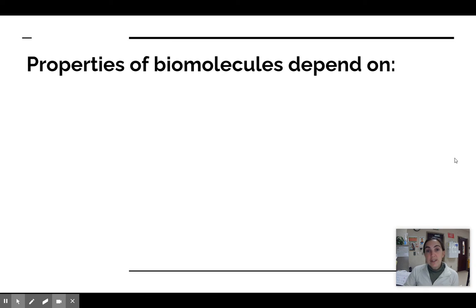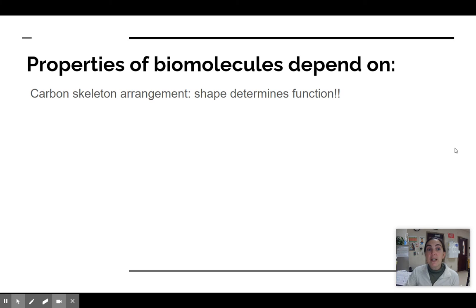So as we start studying these different groups of biomolecules, you'll look at the carbon skeleton of each one, and that's one of the things that will help us to recognize them. But there are a couple other parts that the properties of these biomolecules depend on as well. That basic skeleton determines the shape of the molecule, and for a lot of them, the shape determines how that molecule is going to function in living things.